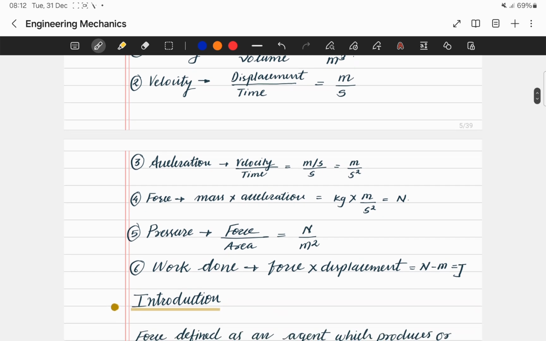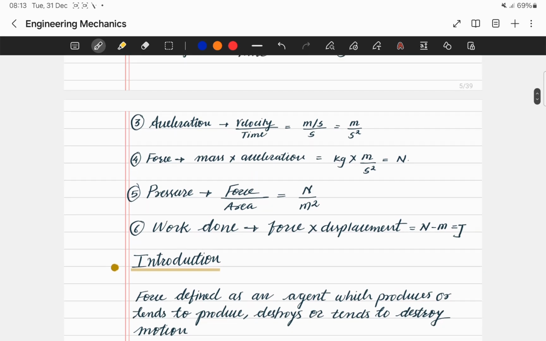Acceleration is the change in velocity with respect to time. Velocity is measured in meter per second and time is measured in second. So meter per second square is the derived unit of the derived quantity acceleration. Just like that, force is nothing but mass into acceleration. Mass is in kg and acceleration is meter per second square. So kg meter per second square is the derived unit for force.